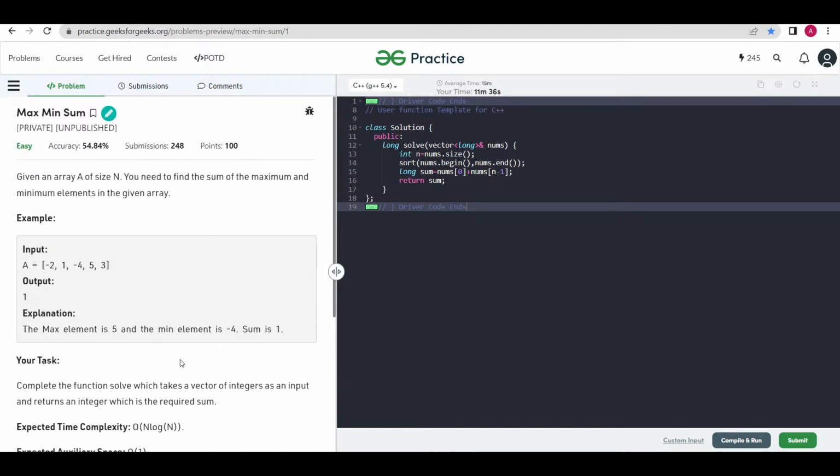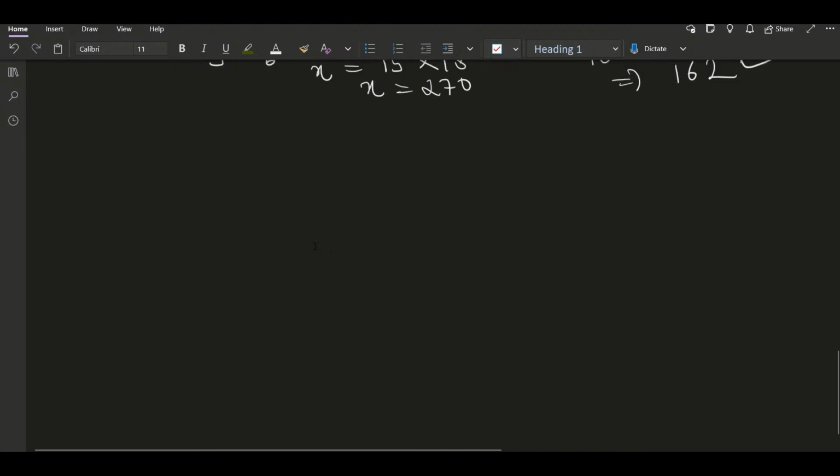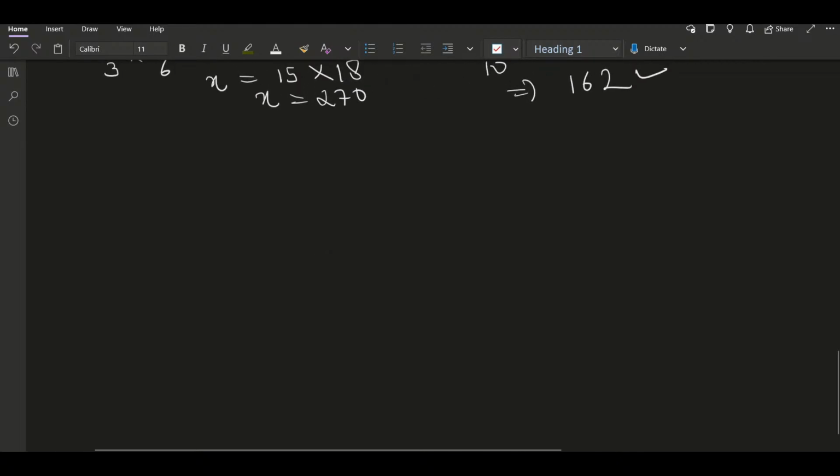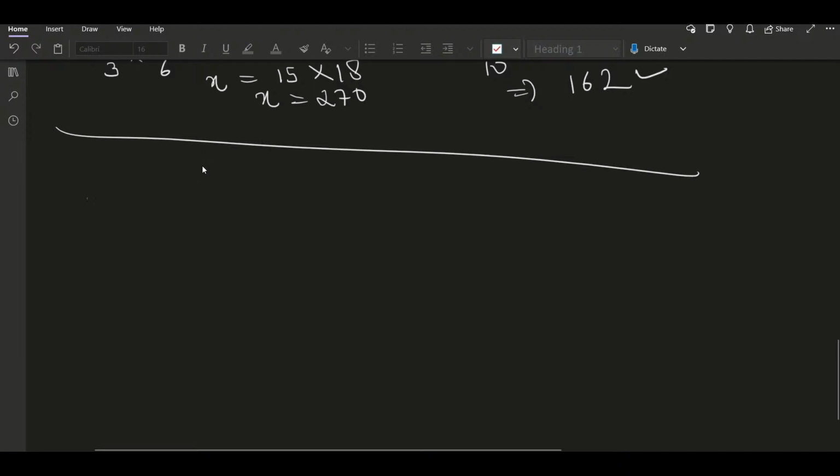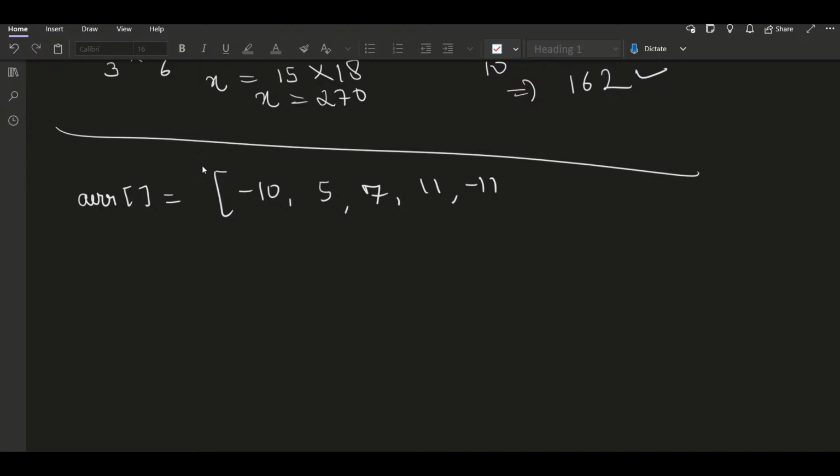So it is a kind of obvious question that we have got. Let me explain from an example. Let's have a quick example here. Let's suppose we are given the array equal to minus 10, 5, 7, 11 and minus 11, right?